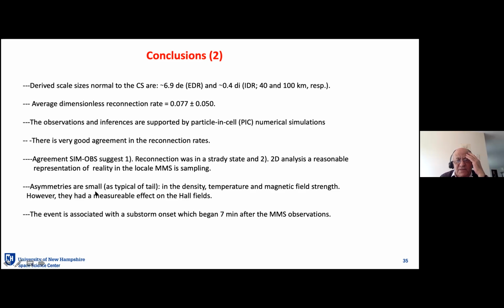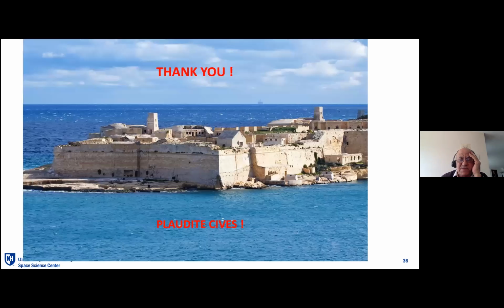Then we mentioned the small asymmetries and their effects, and that the event was associated with the substorm onset, which began 7 minutes after the MMS observations. And that's it. Thank you very much for your attention.